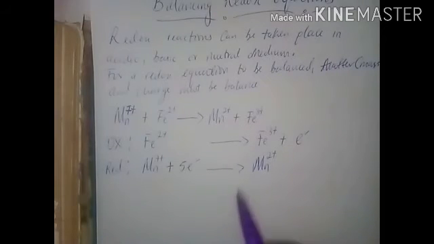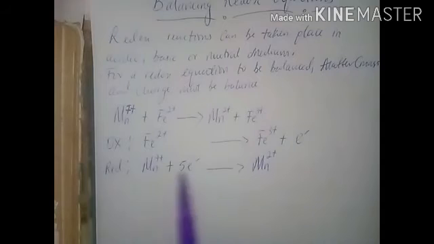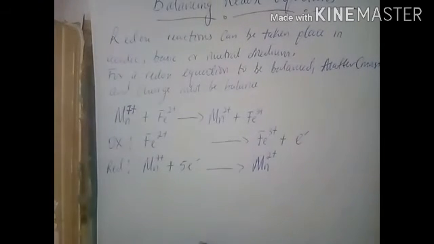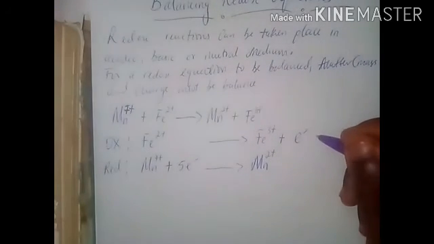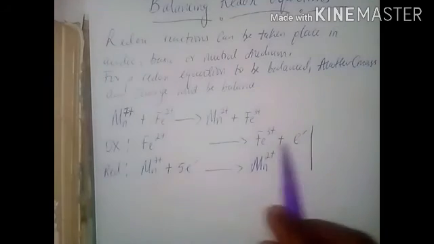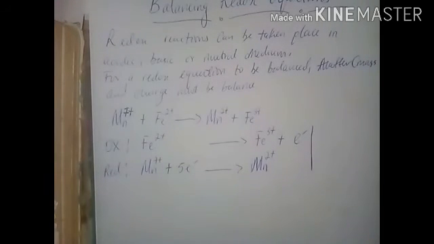Now when we have them as seen like this, we see that even if we add the two equations now, the number of electrons will not balance, because on the left hand side there are 5 electrons when we add, and on the right hand side we are going to have 1 electron. So for us to balance it, we have to multiply these equations by coefficients.